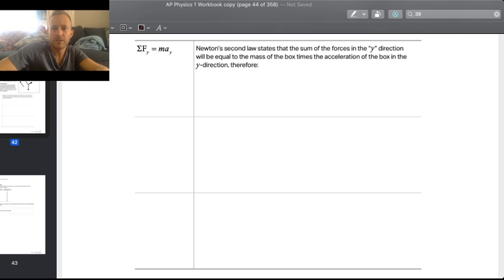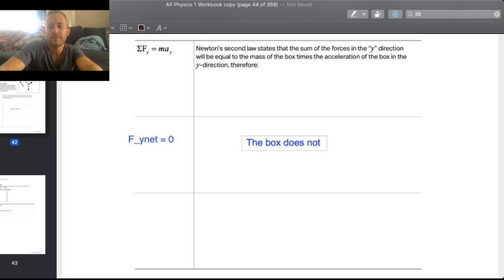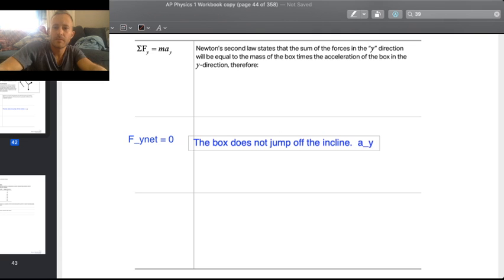So what that means is that the net force in the y direction is going to be equal to 0. And I would say that because the box does not jump off the incline. a sub y equals 0.